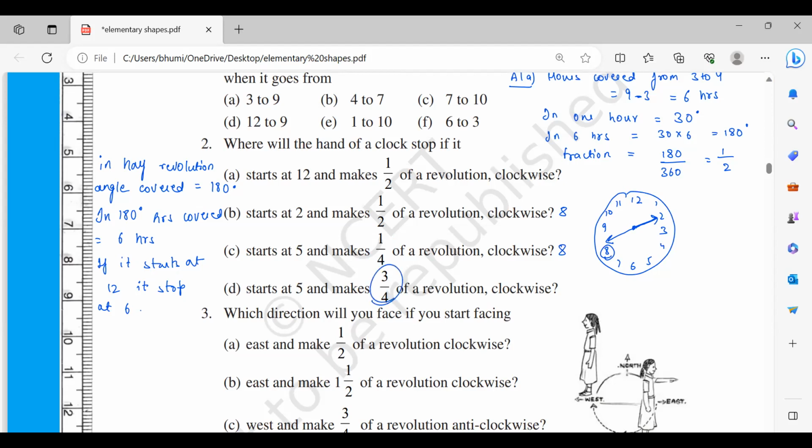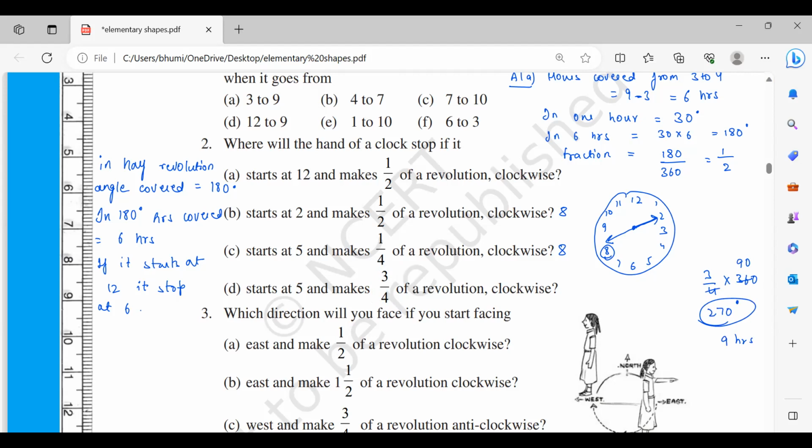If it is 3/4, so 3/4 of 360, you will find it, which will be 270 degrees. And 270 degrees means 9 hours. So if it starts at 5, 5 plus 9 you will do, it will be 2.